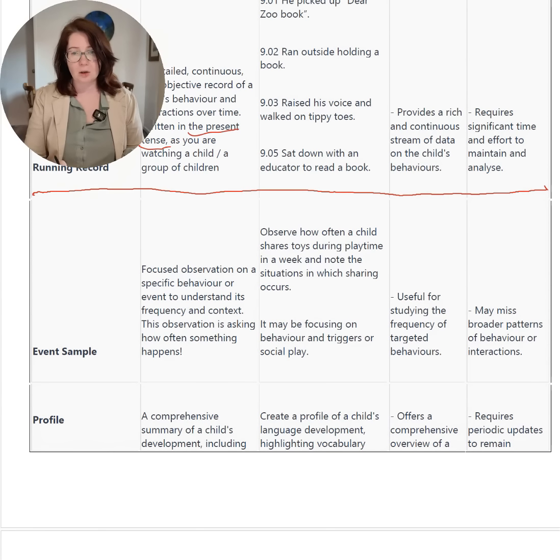I'm going to make the next long video on event sample because it is a type of observation that most of my pre-service students and educators struggled with. It's usually about behavior, yes, but also capturing the context. Event sample is often used for reading assessments, literacy assessments or numeracy assessments. It observes how often a child does something or doesn't.